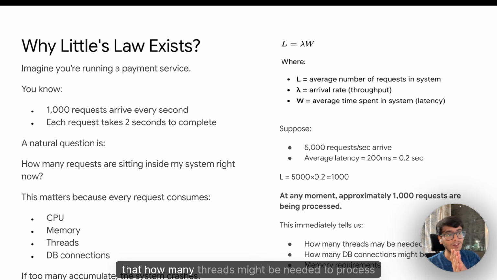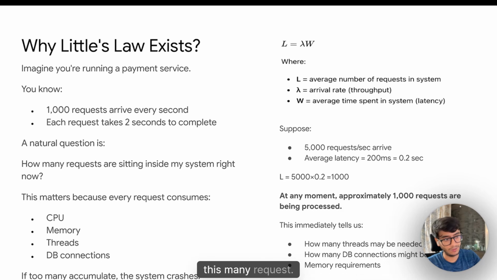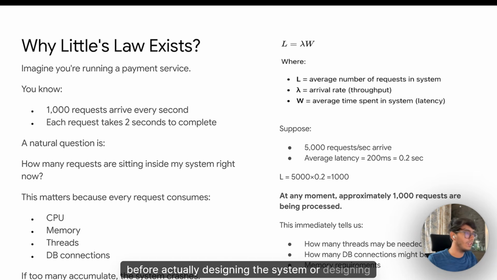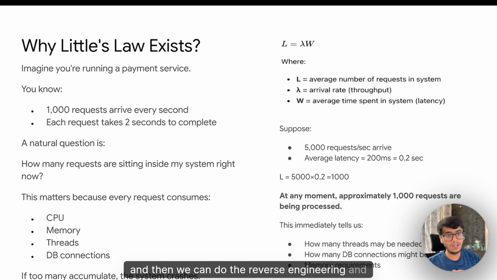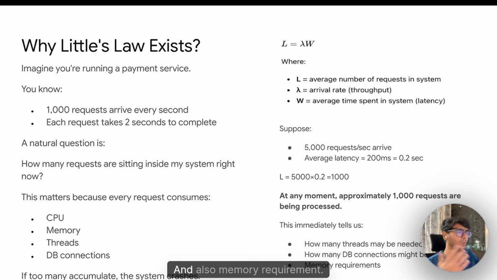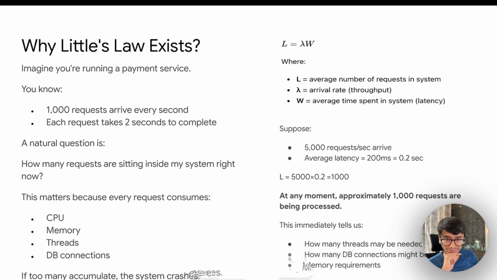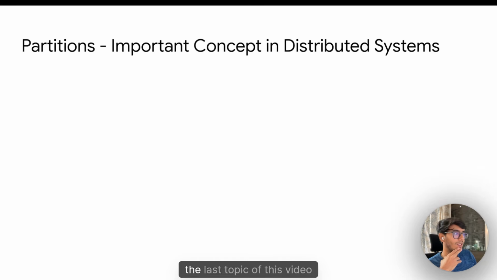This immediately tells us how many threads might be needed to process this many requests. We ask this question before actually designing the system or the API. We ask the interviewer how much QPS is expected, and then we can do the reverse engineering and understand how many active threads are needed. That will tell you how many CPU cores are required, give you an idea of how many DB connections we might need to open, and also the memory requirement. But memory is cheap.